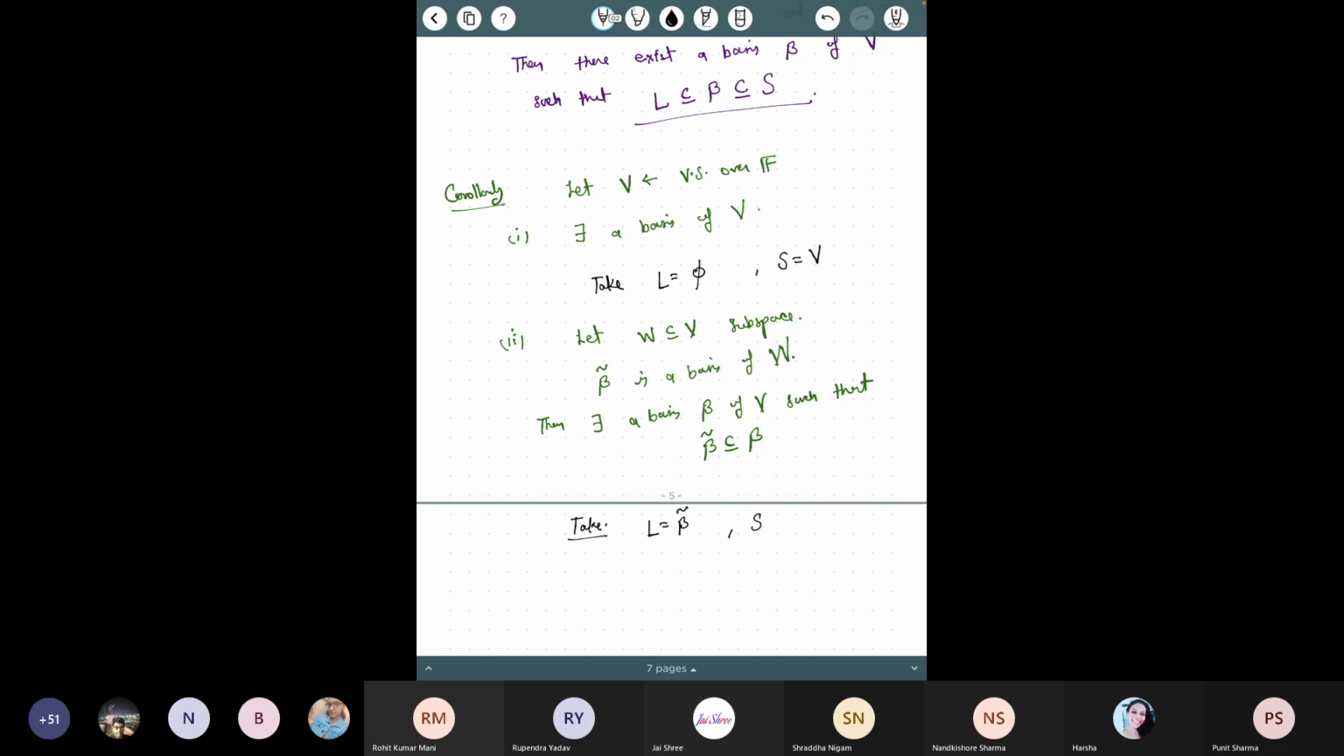So some of you said take S equal to W. Why is it not? S is equal to maybe W. Some elements in S are equal to beta that may not be in W. S equal to beta. S is equal to V.